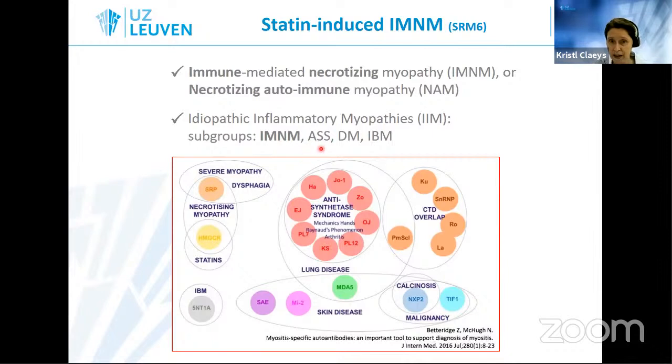There's also the antisynthetase syndrome, dermatomyositis, and inclusion body myositis. This is shown here. So we will look at the necrotizing myopathy, of which HMG-CR is one of the antibodies that can be involved, but there's also SRP, for instance. And besides this group, there's also the antisynthetase syndrome with other antibodies involved. There is the dermatomyositis with again other antibodies, and there is the inclusion body myositis. So we will focus here on this part.